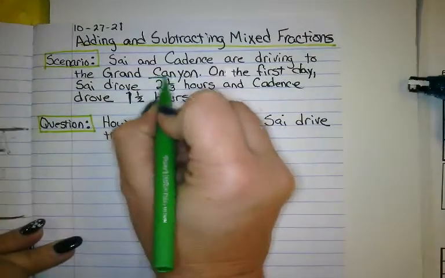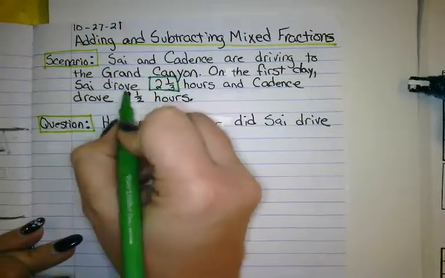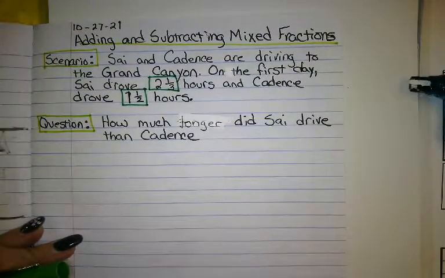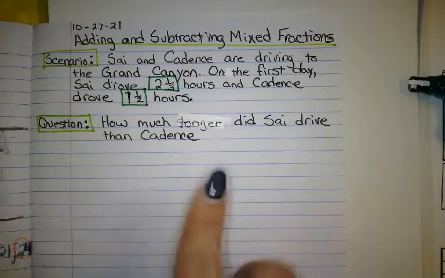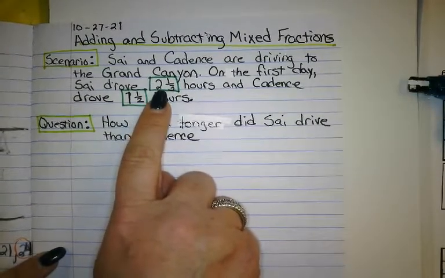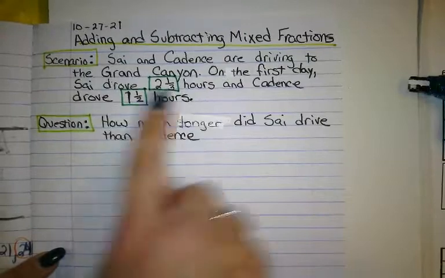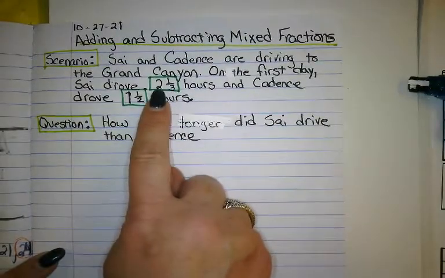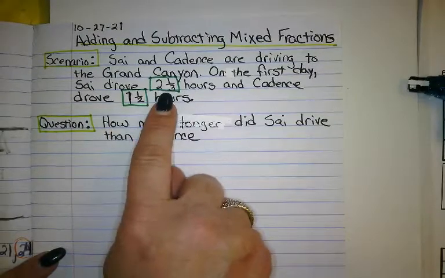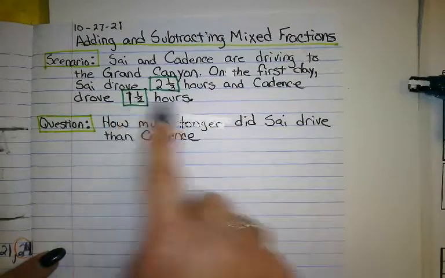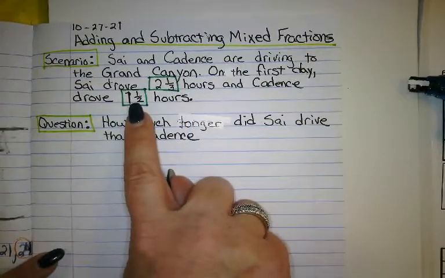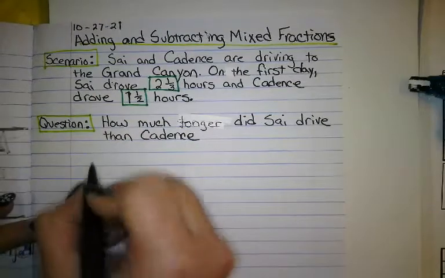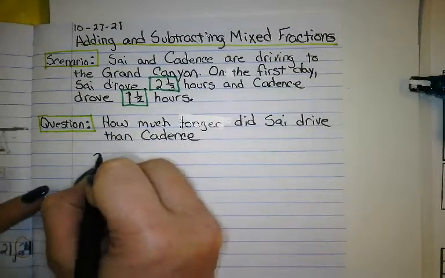We have 2 1/3, and we have 1 1/2. Right? So what I'm going to do now is I'm going to take 2 1/3, because clearly we can see that Cy drove longer, right? Because Cy drove 2 1/3 and Cadence drove 1 1/2. So we're going to be taking 1 1/2 from 2 1/3. So wouldn't we agree that that would look something like this?